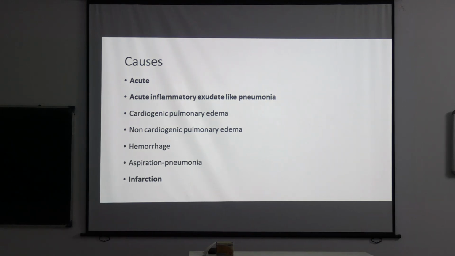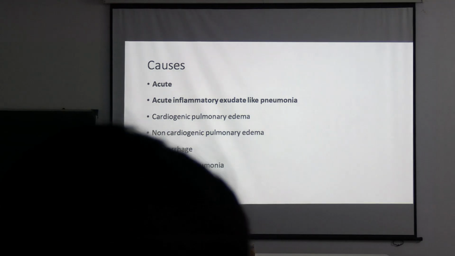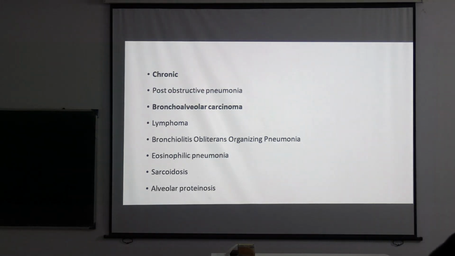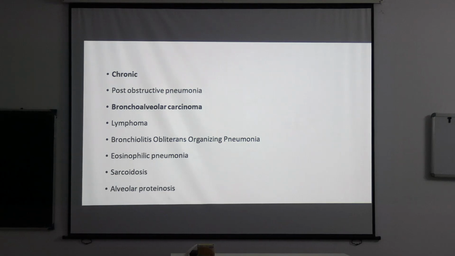Acute causes: acute inflammatory exudate like pneumonia, cardiogenic pulmonary edema, non-cardiogenic pulmonary edema, hemorrhage, aspiration pneumonia, infarction. Chronic causes: post-obstructive pneumonia, bronchoalveolar carcinoma, lymphoma, bronchiolitis obliterans, eosinophilic pneumonia, sarcoidosis, and alveolar proteinosis.